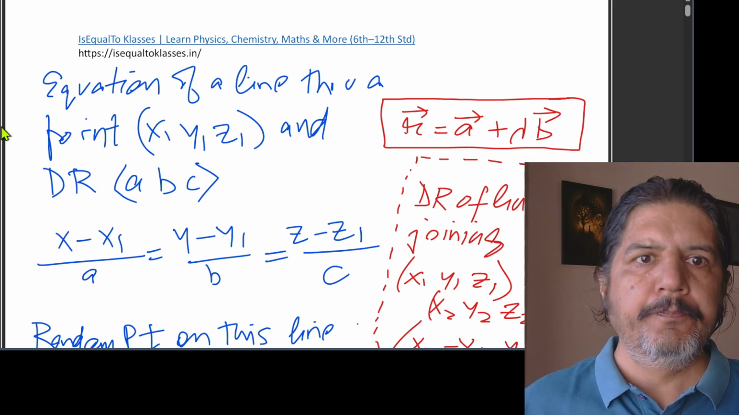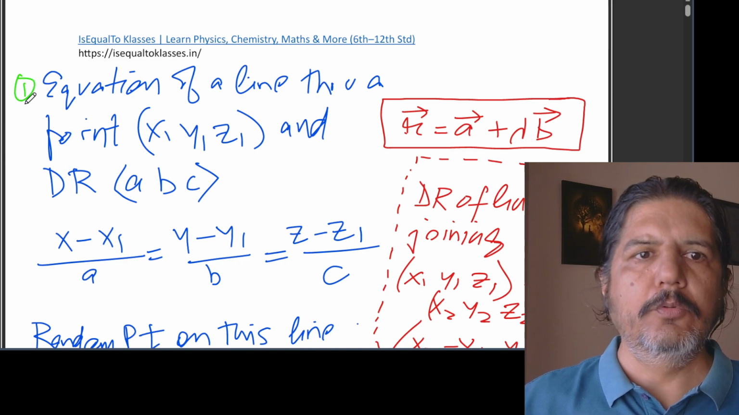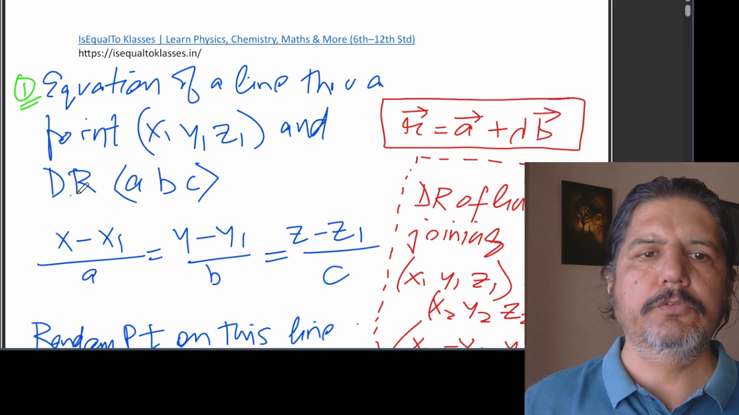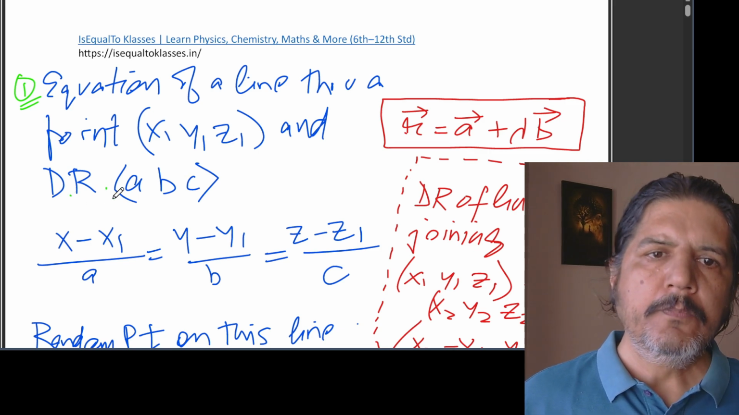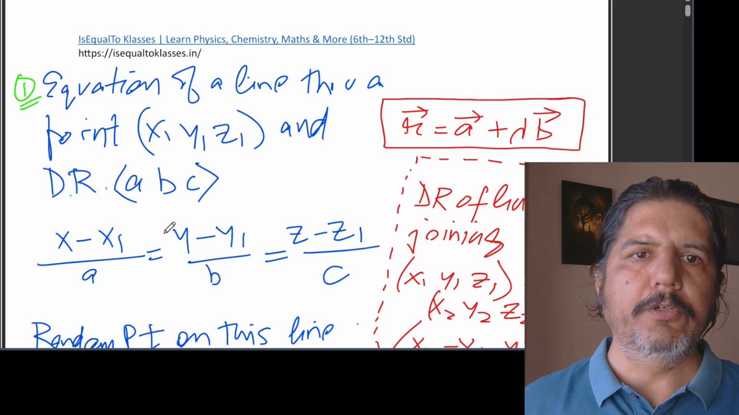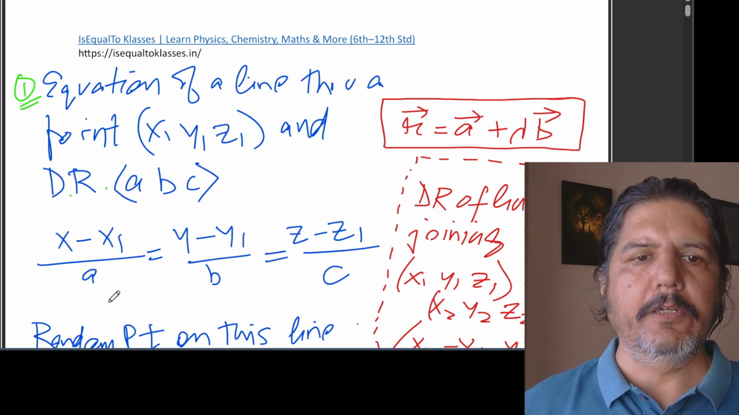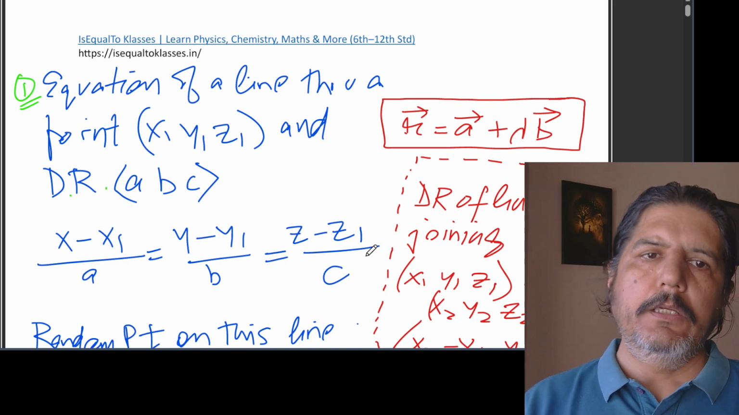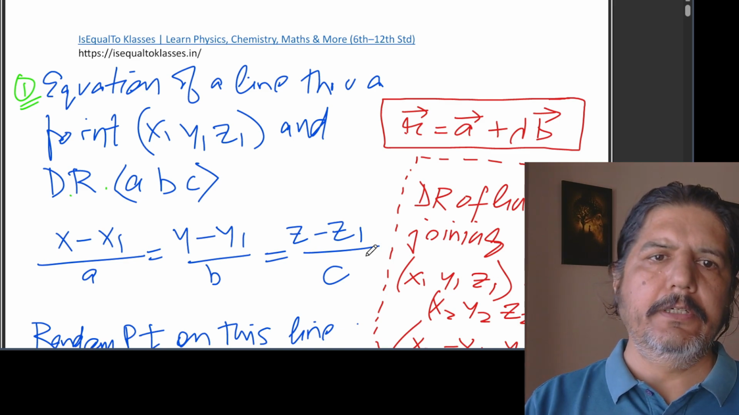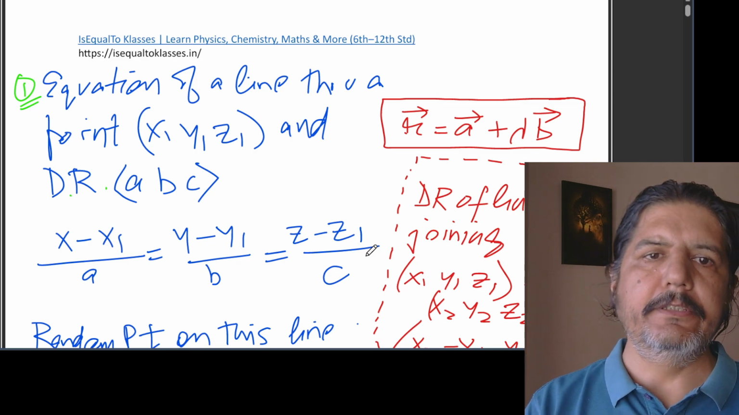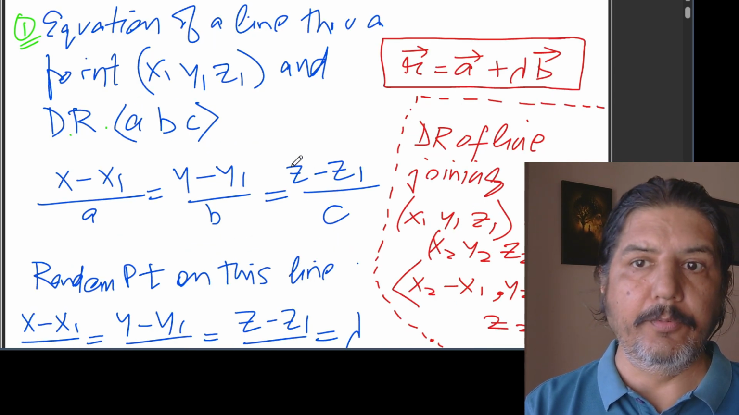The first formula you need to understand is the equation of a line which passes through a point x1, y1, z1, with direction ratios a, b, c. This is the Cartesian form in which the equation can be written: x minus x1, y minus y1, z minus z1 over a, b, c. The point is x1, y1, z1, and the direction ratios are a, b, and c. This is the Cartesian form of writing the equation.